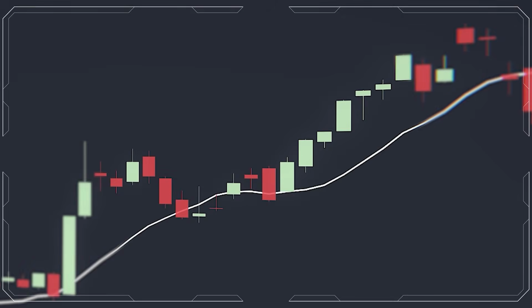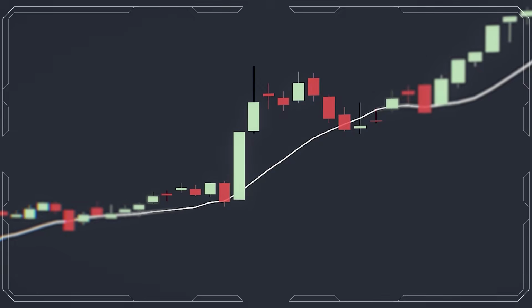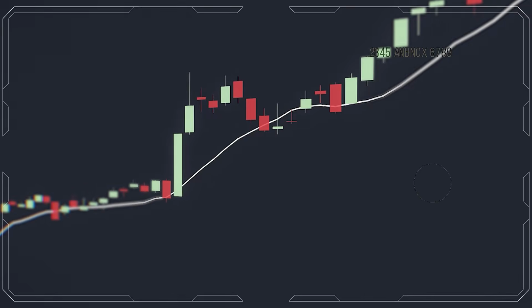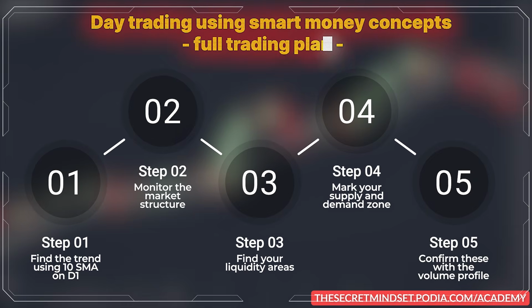It's that easy. Once you spot the daily trend with the 10-period moving average, use this info to trade on shorter time frames. Monitor the market structure. Find your liquidity areas. Mark your supply and demand zone and confirm this with the volume profile. This way you dodge false signals and choppy price action. You only trade with the bigger trend. This is how you day trade using smart money concepts. You won't get lost in a sea of conflicting signals. You align your trades with the main market flow.